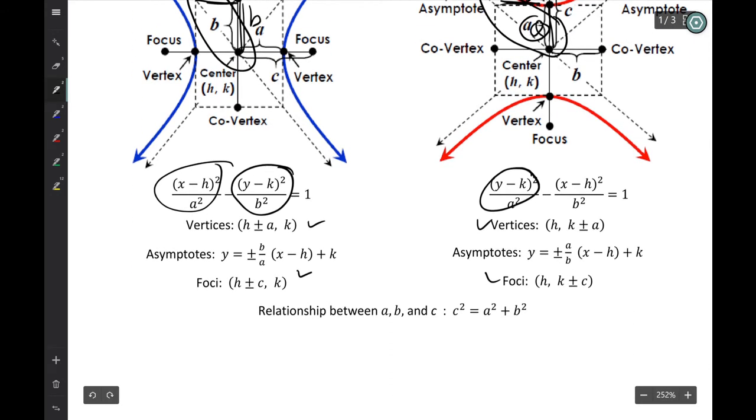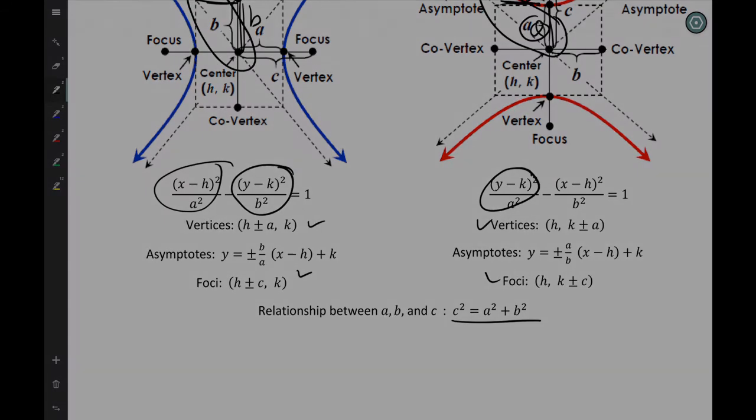And then this time our relationship between a, b, and c is that c squared is equal to a squared plus b squared. Okay, so it's back to a Pythagorean theorem, which is really, really important that you don't get this confused with the ellipse relationship. There's a lot going on with this.